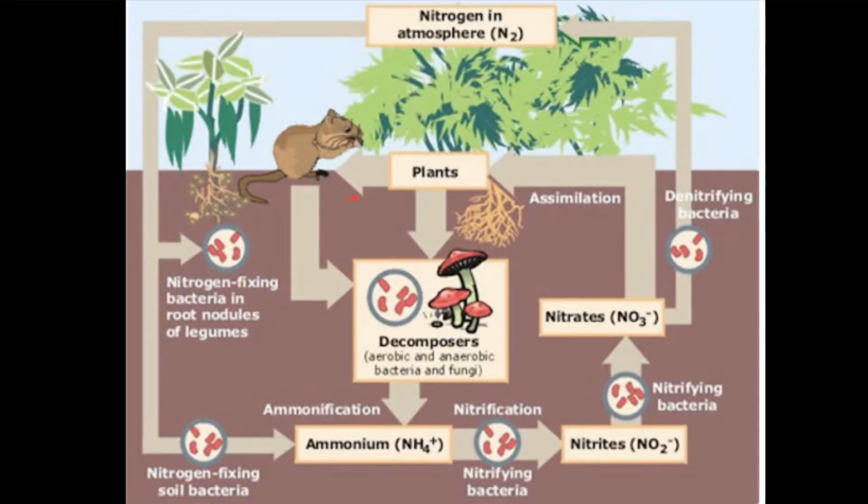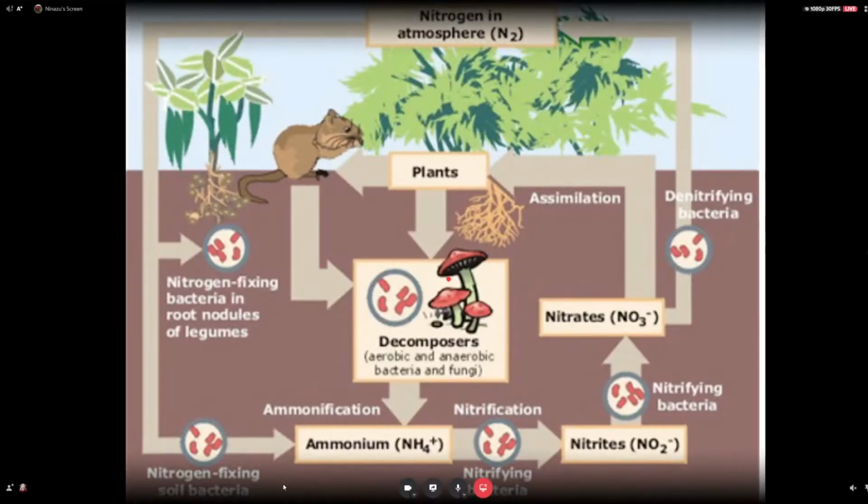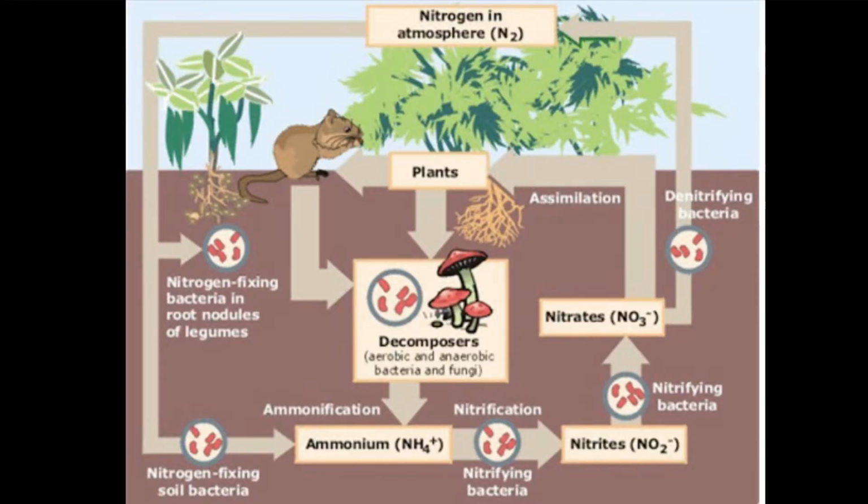Now here's another picture, and a much more simplified picture. In this picture, as you can see, let's start from the animals because it's a simple starting point. An animal's waste could later on be used by decomposers to be turned into nitrogen, or an animal's dead bodies or its remains will also be turned into nitrogen by decomposers.